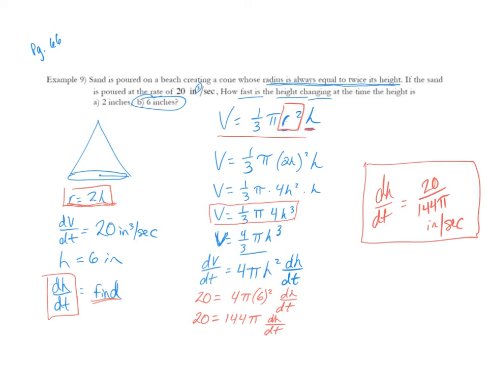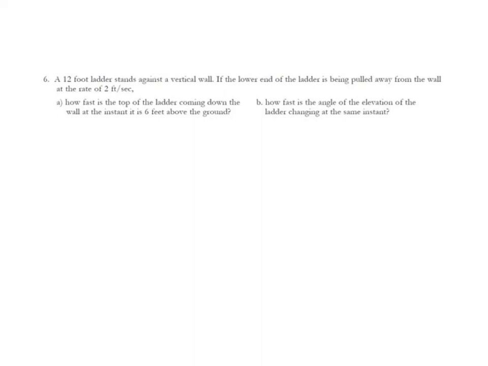Okay. And finally, the last problem that we're going to deal with is question number 6. Question number 6 shows up on page 68 in the packet that we were working on during class. We are again going to be doing part B, because again we did part A in class. So we have a 12-foot ladder that stands against a vertical wall. So I have a wall with a 12-foot ladder.